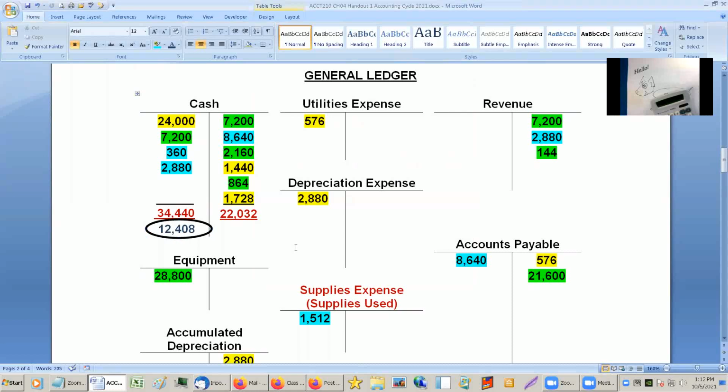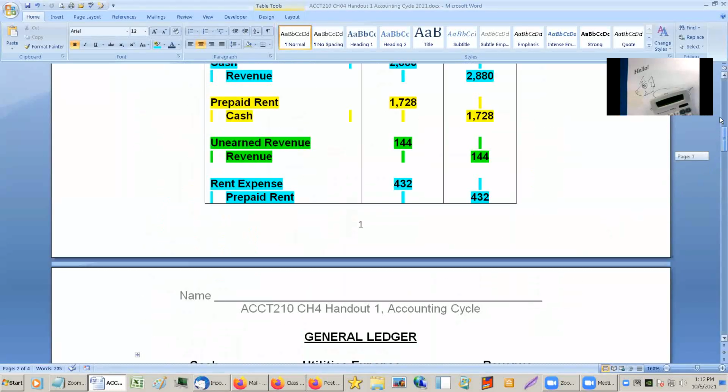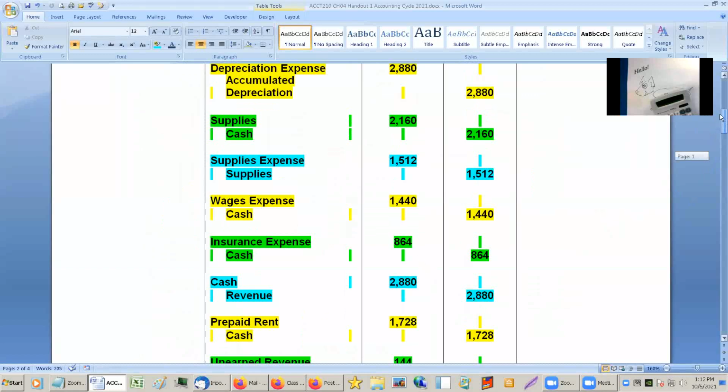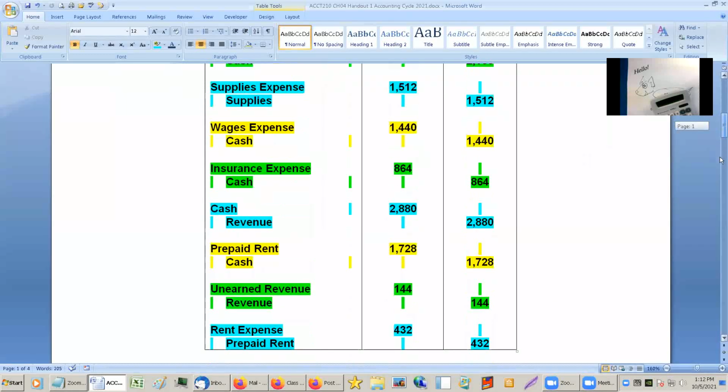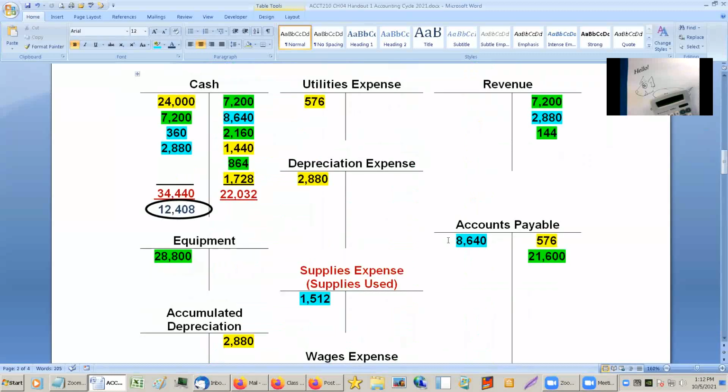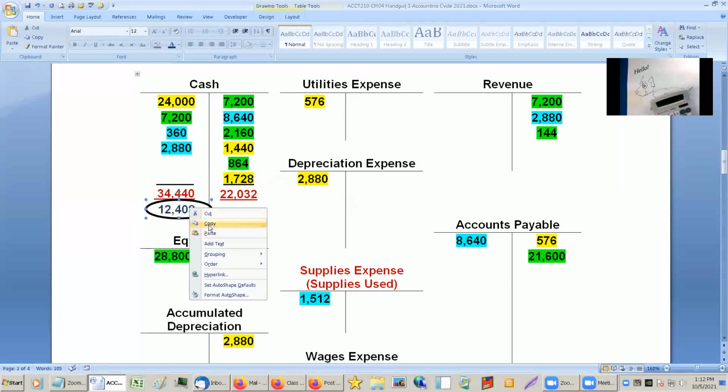Okay. So this is how much cash we have. Now notice, from all this stuff, while these recorded the transactions, you couldn't tell how much cash you have. So now we know how much cash we have. Now some of these, for instance, the equipment, we don't really have to add that one up.